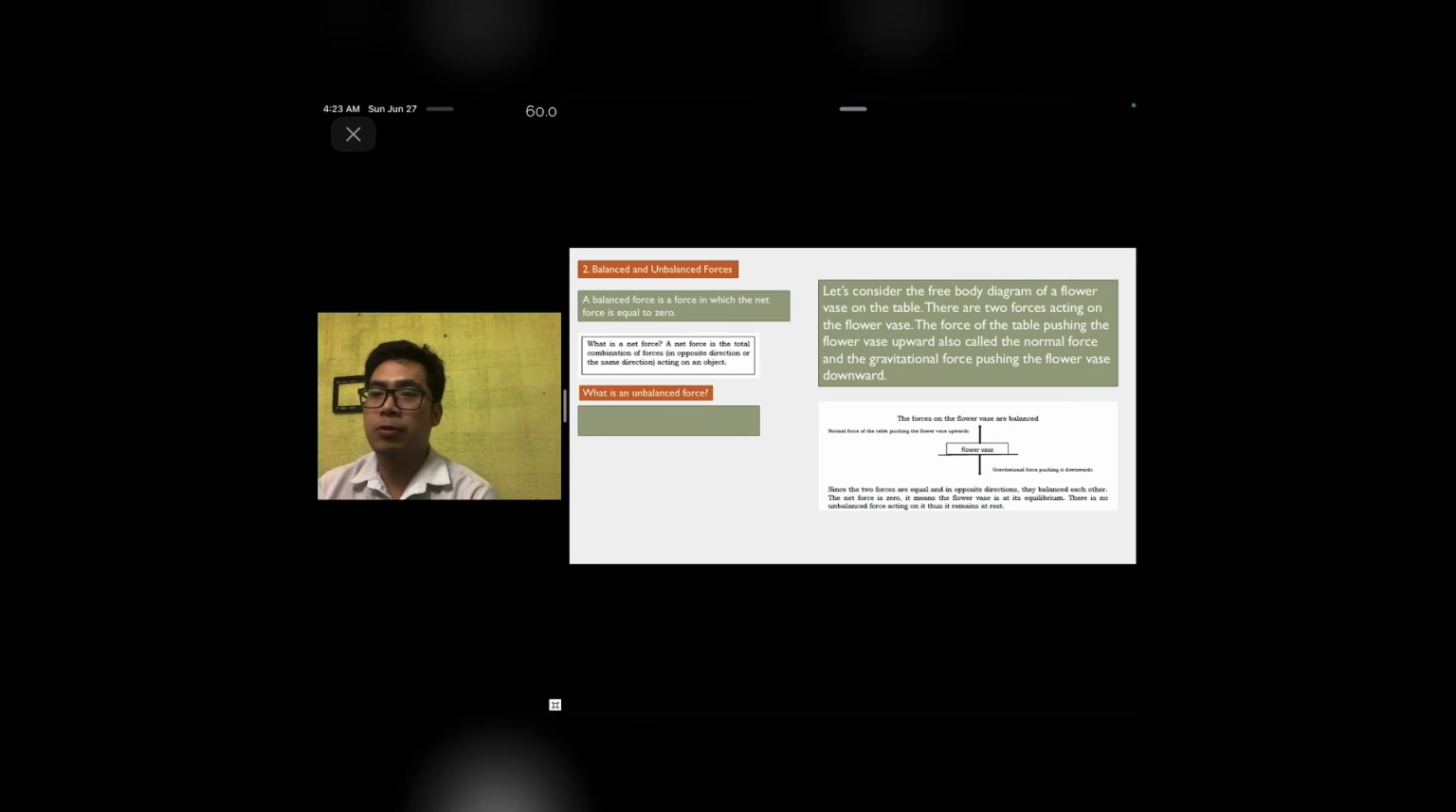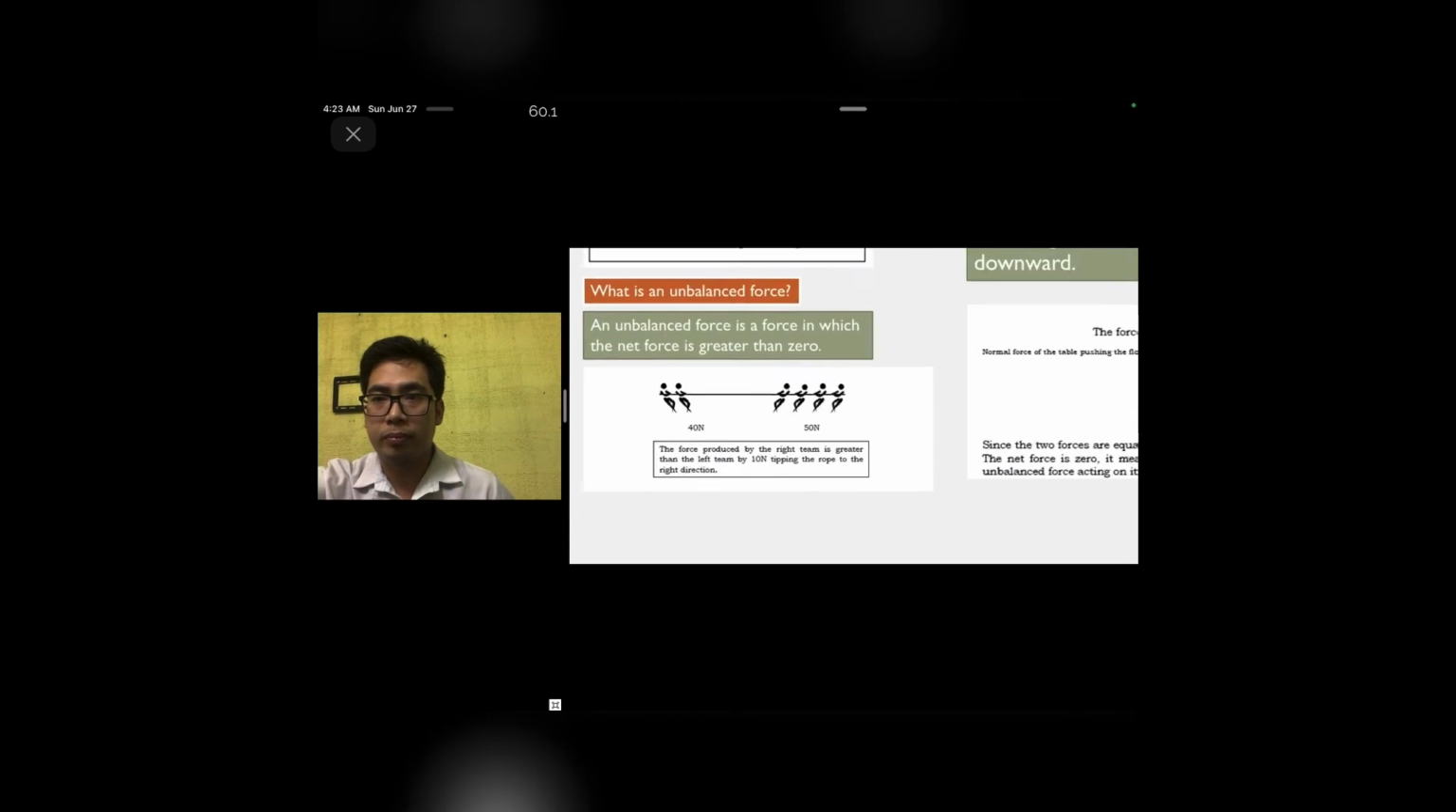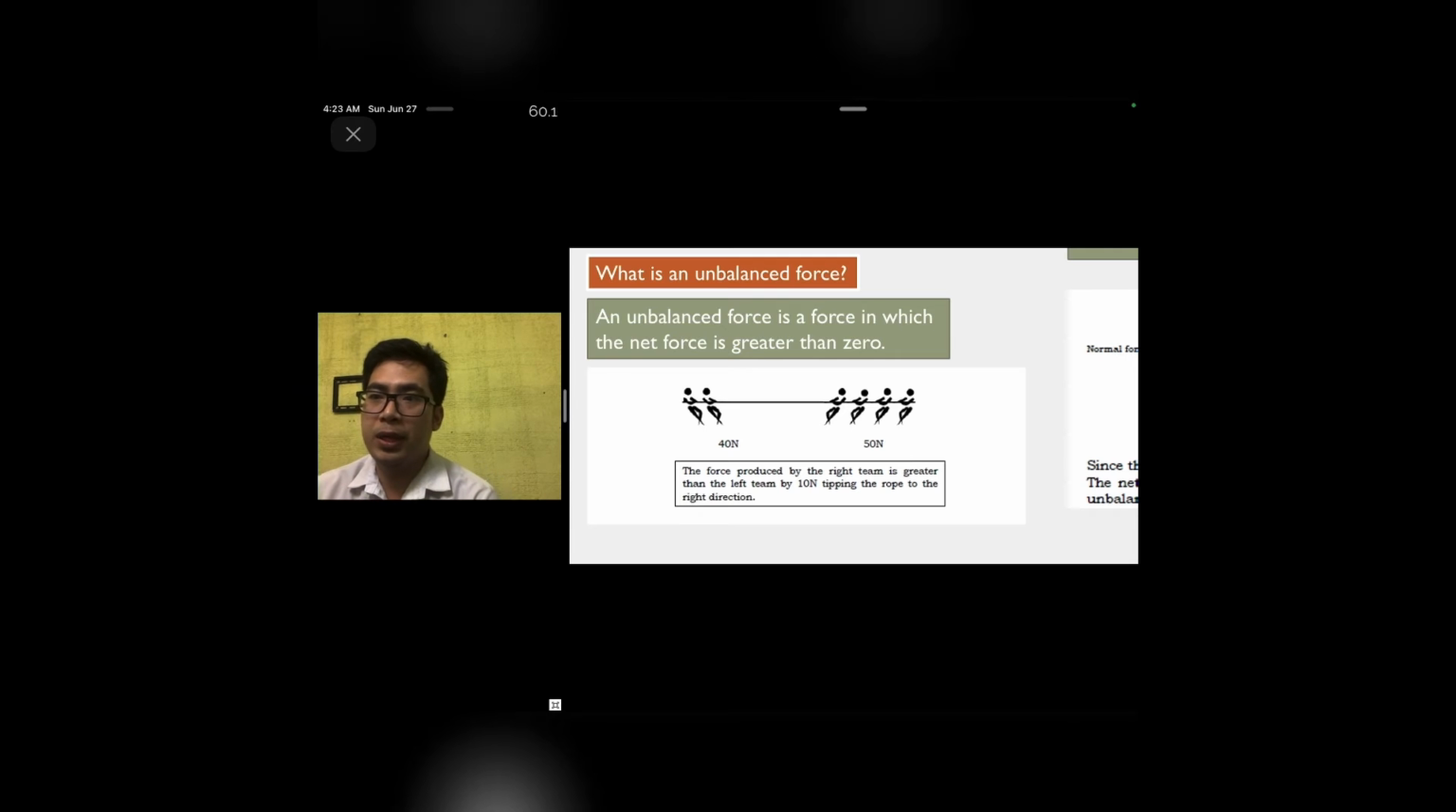So what is unbalanced force? Unbalanced force is a force in which the net force is greater than 0. So, may mga instances kung bakit nagkakaroon ng unbalanced forces. For example, the force produced by the right team is greater than the left team by 10 Newtons, tipping the rope to the right direction. Since mas malakas yung force na nakukuha dun sa right side, mapupull yung tali dun sa greater force.